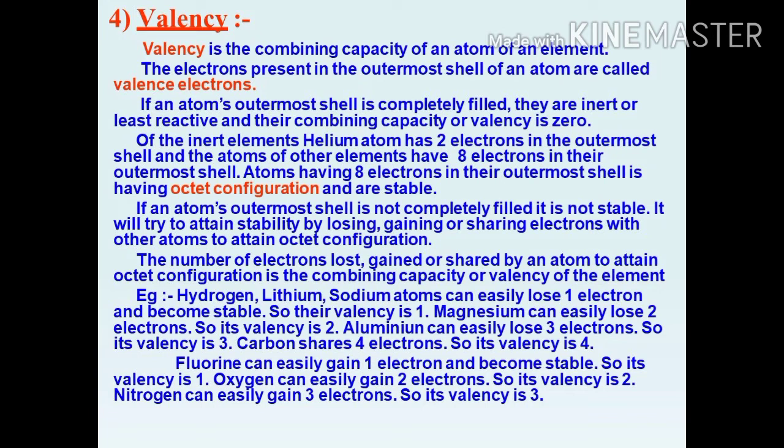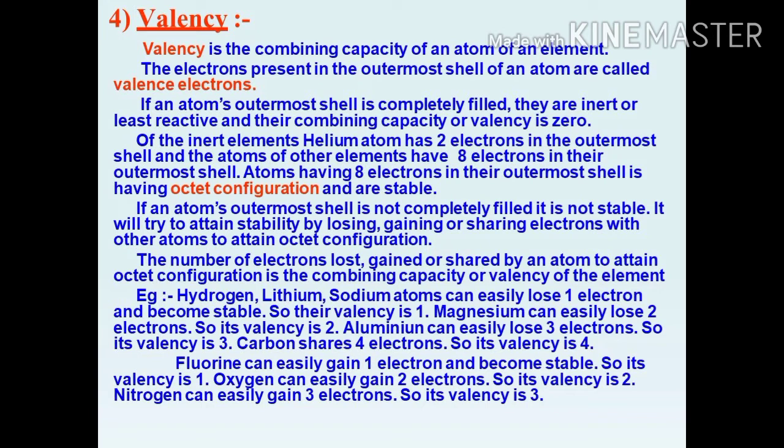If an atom's outermost shell is completely filled, what is the meaning of completely filled? The outermost orbit should contain 8 electrons. That means it is completely filled. They are inert or least reactive and their combining capacity or valency is 0.